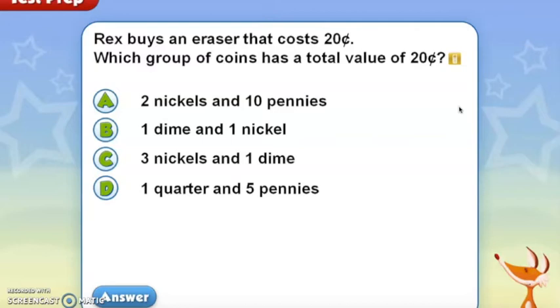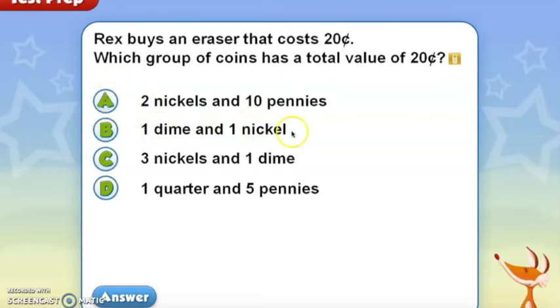So 2 nickels and 10 pennies. So 2 nickels would be 10 cents. And then if we added 10 pennies, that would be like adding 10 plus 10, which would be 20. So A is the answer. Let's just make sure there's not any other correct answers here.